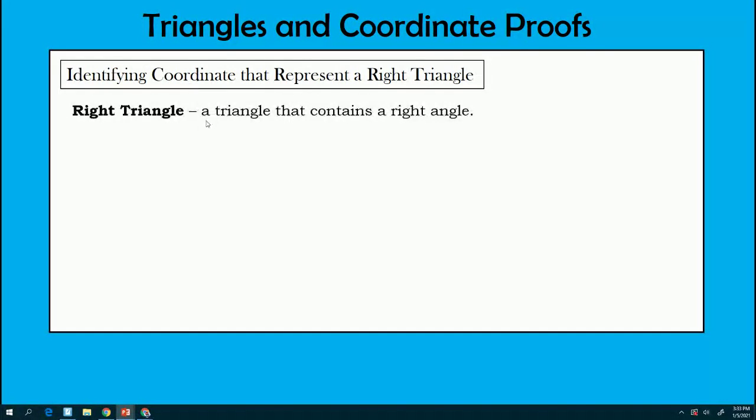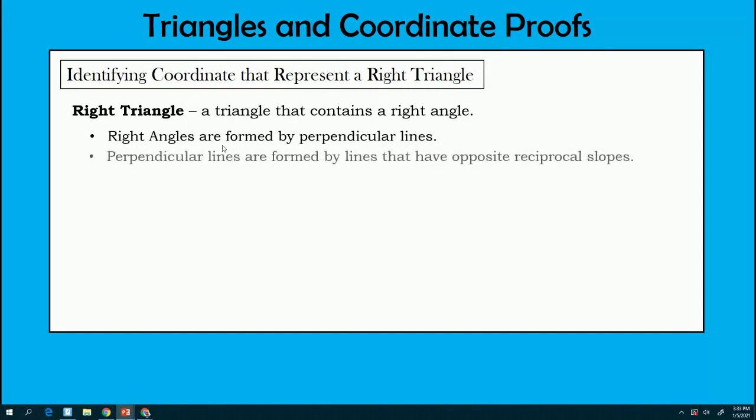A right triangle by definition is a triangle that simply contains a right angle. What we know is that in a coordinate plane, right angles are formed by perpendicular lines. And we know perpendicular lines are formed by lines in a coordinate plane that have opposite reciprocal slopes. So to prove that a triangle in the coordinate plane is a right triangle, we're going to prove that two of the sides are perpendicular to one another, therefore forming a right angle, therefore forming a right triangle.